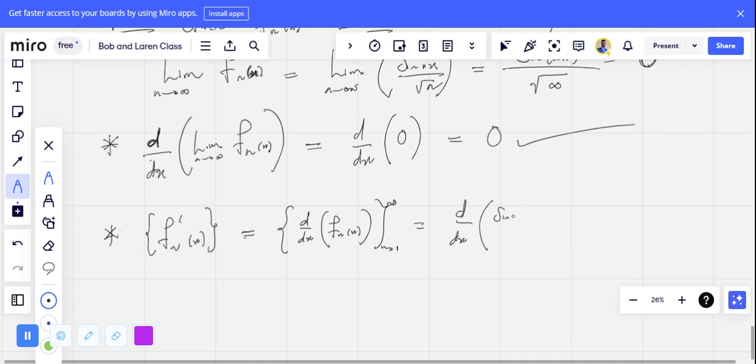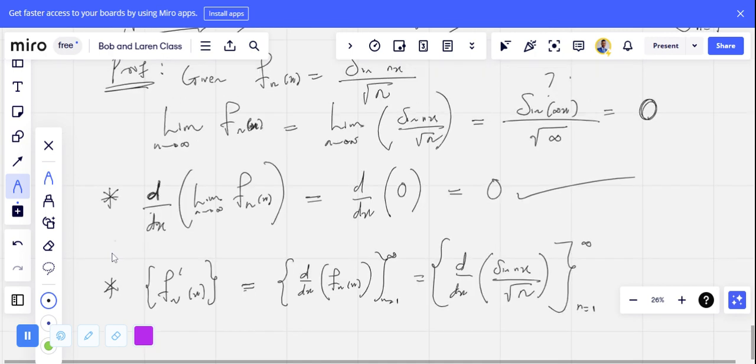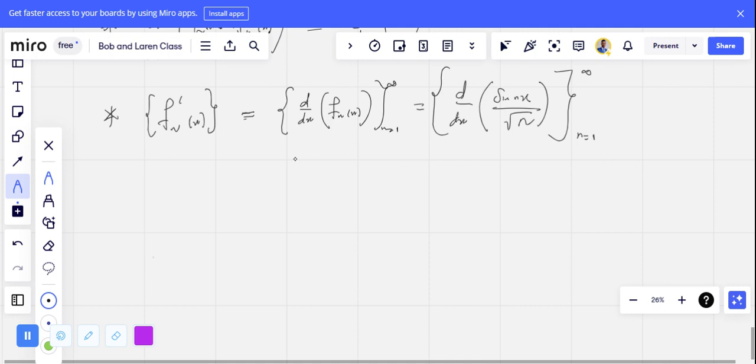f_n(x) is sin(nx) over the square root of n. You must be familiar with how to differentiate this. We need to differentiate sin(nx) over root n, and that is very easy. Just apply the quotient rule. In this bracket, my quotient rule is (vu' minus uv') all over v squared, and I have n starting from 1 to infinity. Let the upper part be u and the lower part be v.